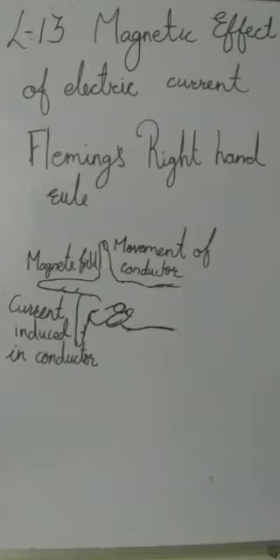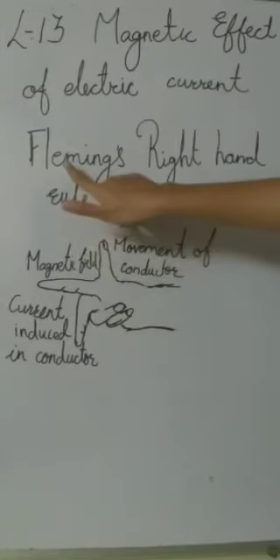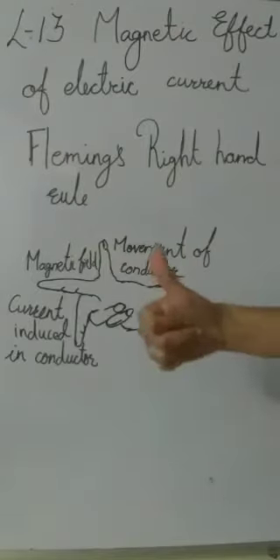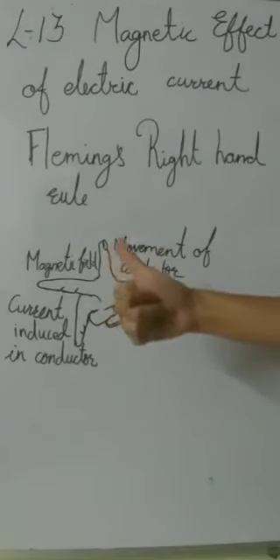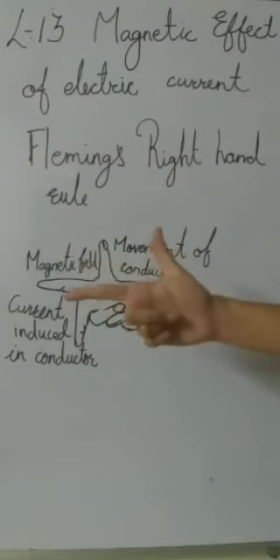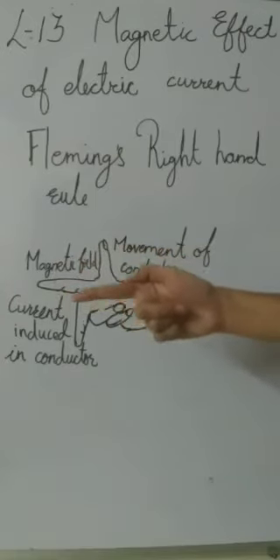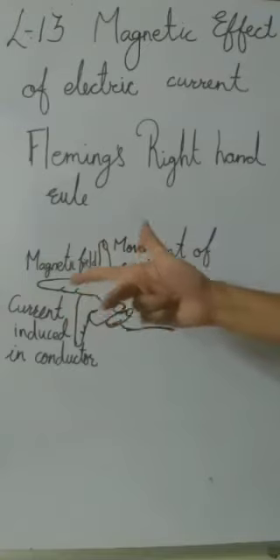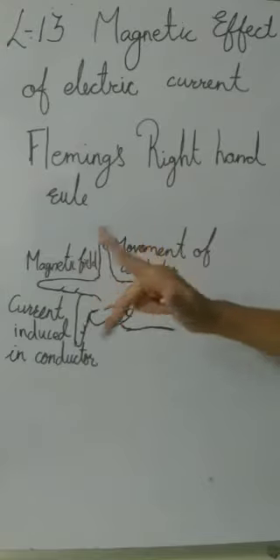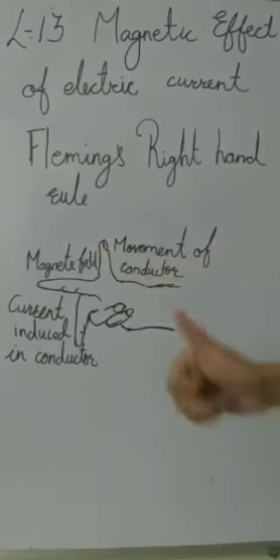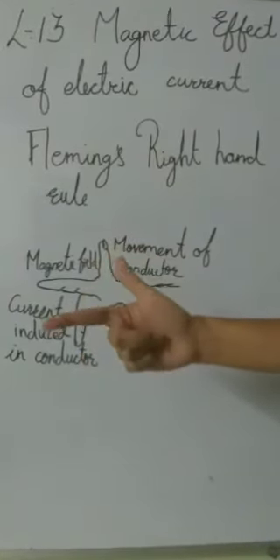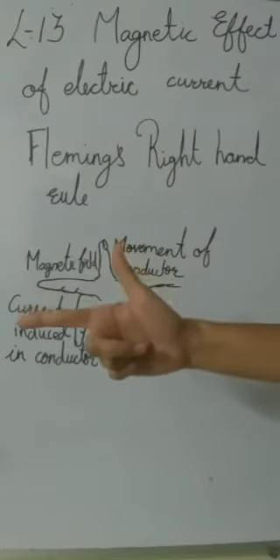But in which direction it is induced, to know that we should know Fleming's right hand rule. In Fleming's right hand rule, your thumb will point the movement of the conductor and it is perpendicular to the magnetic field. Your magnetic field is indicated by your index finger and your middle finger will give you the direction of induced current. These three are again perpendicular to each other. So you have to point your thumb in the direction of the motion of the conductor and your index finger in the direction of the magnetic field.